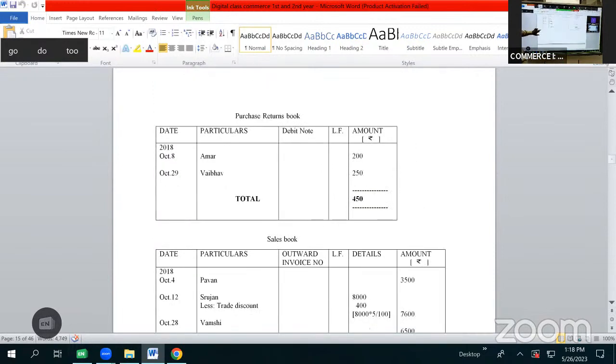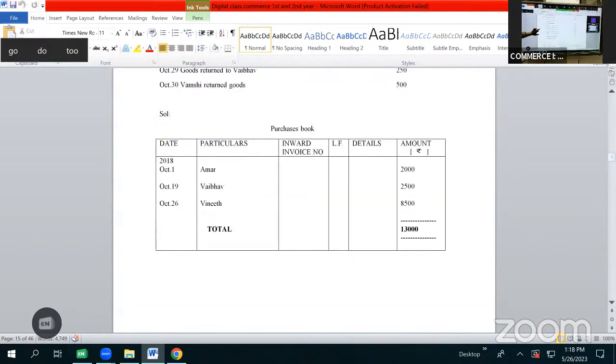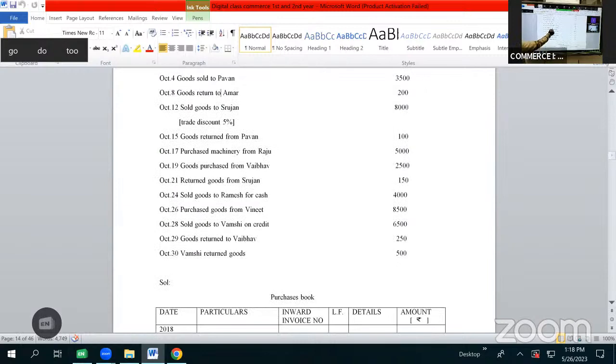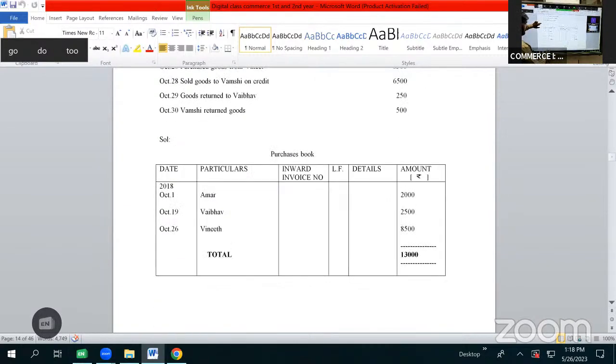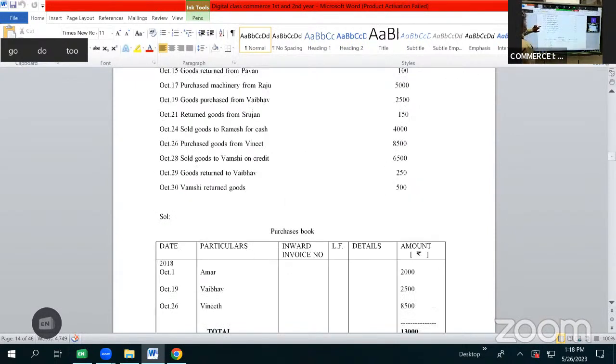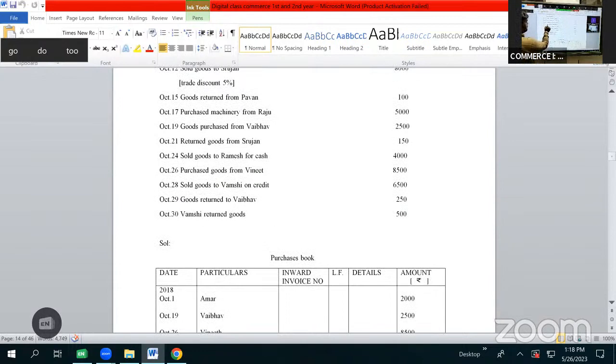Then after this, we have another transaction. October 19, goods purchased from Vaibhav 2,500. It will be shown in purchases book as October 19, Vaibhav, 2,500. After October 19, we have a transaction on October 21: return goods from Sujan 150.